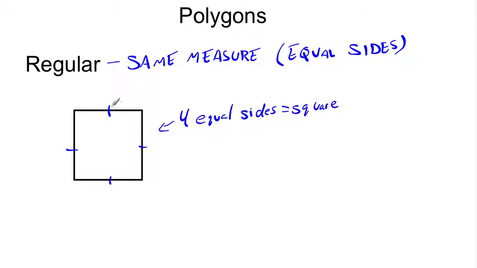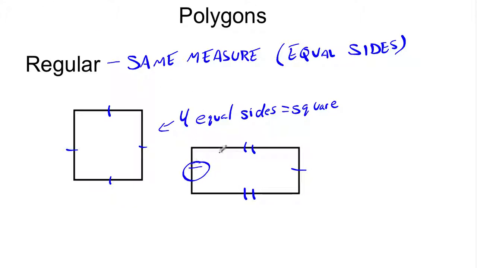And these little tick marks mean that they're the same measure. So sometimes you might see a shape like this, which is a rectangle, and we'll say that these 2 sides are equal, but these 2 are also equal, but to each other, not the other sides. So these single tick marks mean these are equal. These double tick marks mean that these opposite sides are equal, even though these 2 sides are not equal to one another.